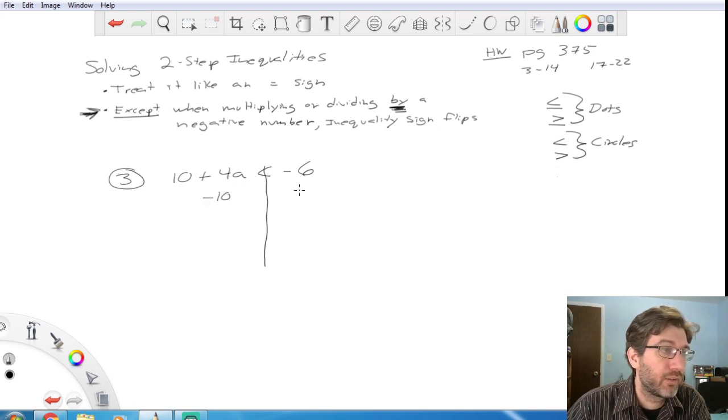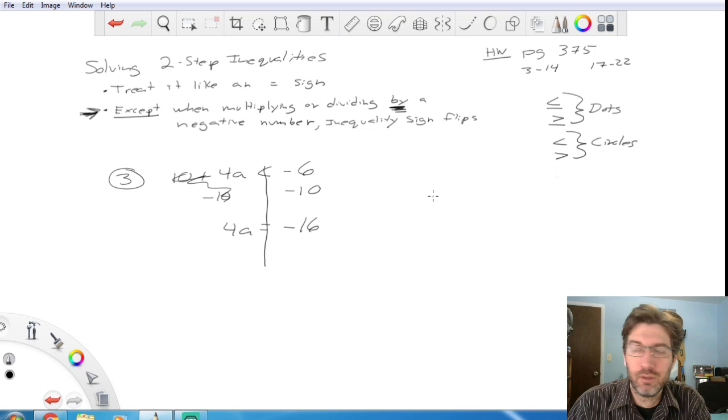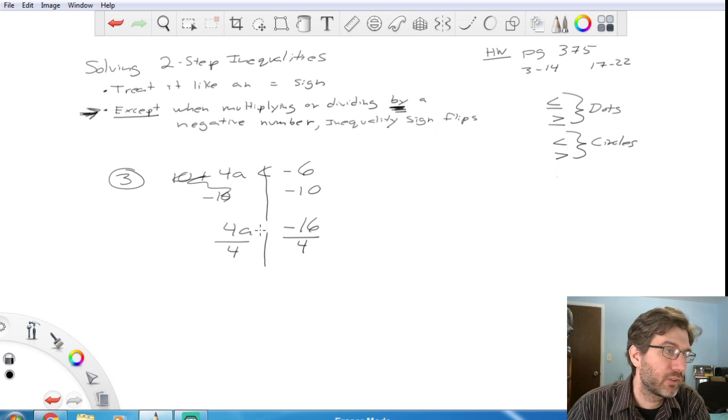So I'm going to subtract 10. Watch your integer work. This is going to cancel, leaving you with 4a. Negative 6 minus 10 gives you a negative 16. Then I'm going to divide by a positive 4, so my sign isn't going to change, because that's a positive 4. This leaves me with a, and this is a negative 4.